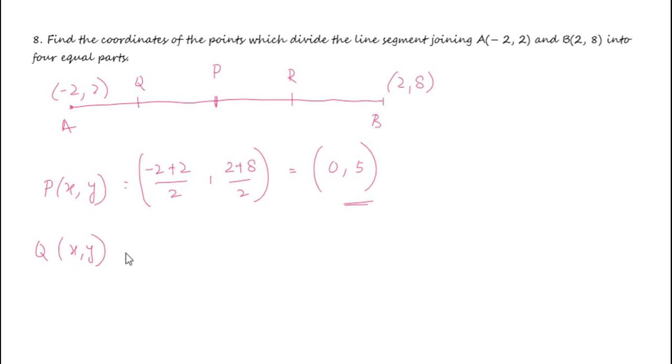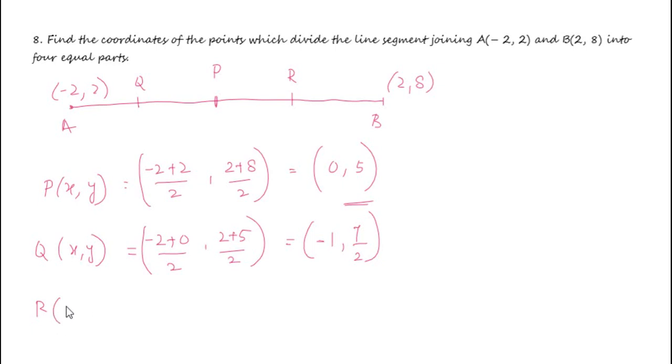Now Q. The coordinates of point Q: now this is x1, y1 and the coordinates of P are x2, y2. So minus 2 plus 0 divided by 2, 2 plus 5 divided by 2, that is equal to minus 1, 7 divided by 2.